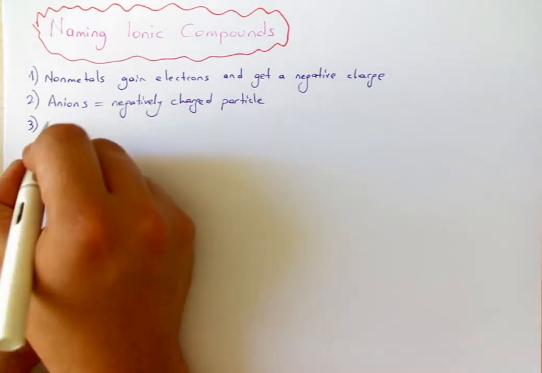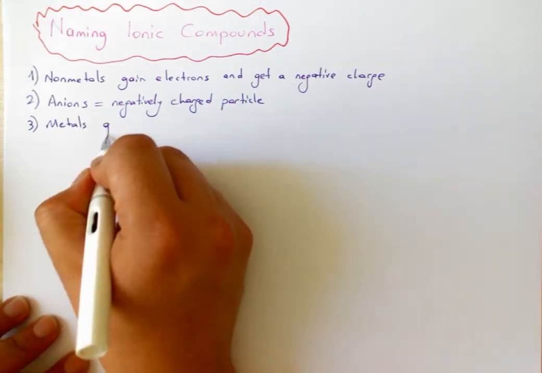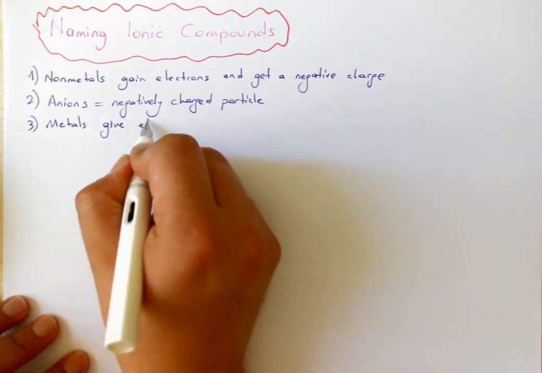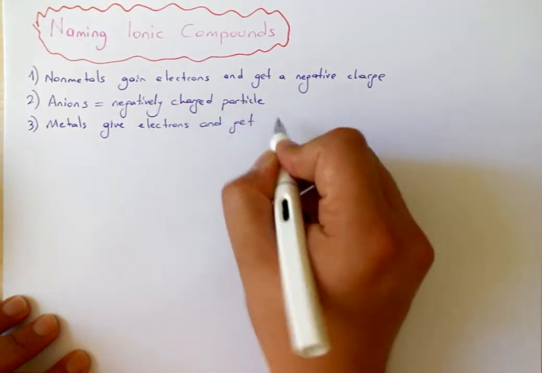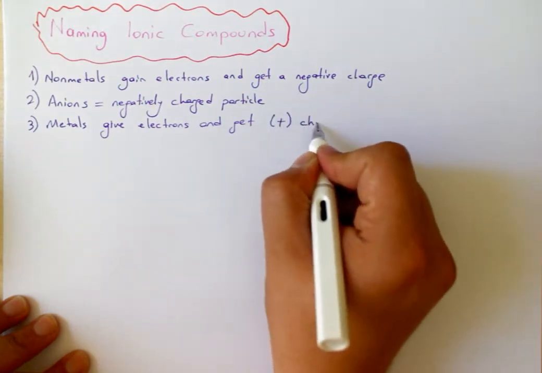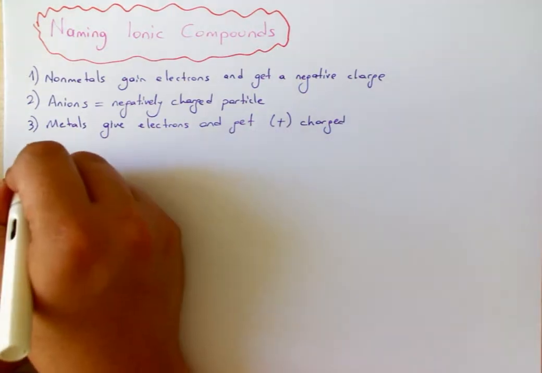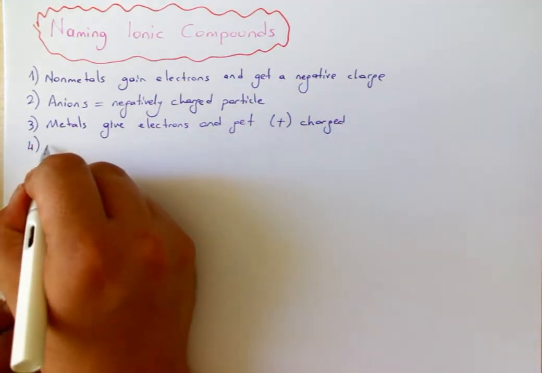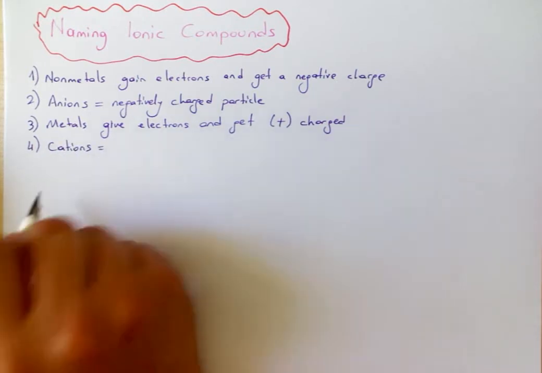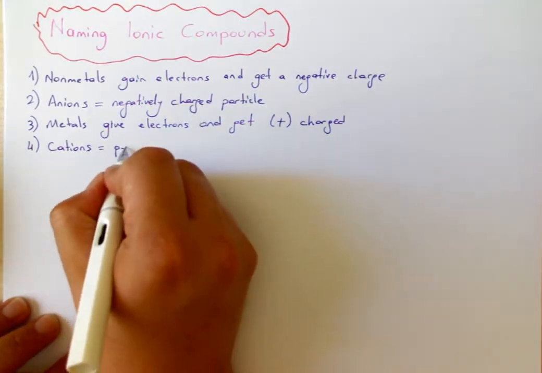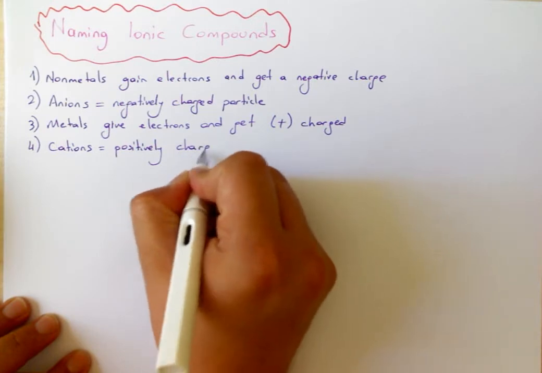The third one is that metals always give electrons and get positively charged. Fourth, they are called cations when they get positively charged. Cations are positively charged particles.